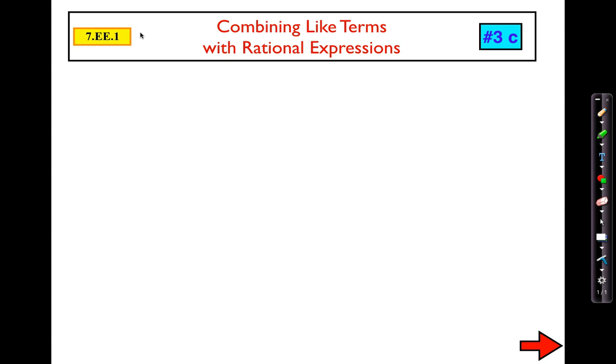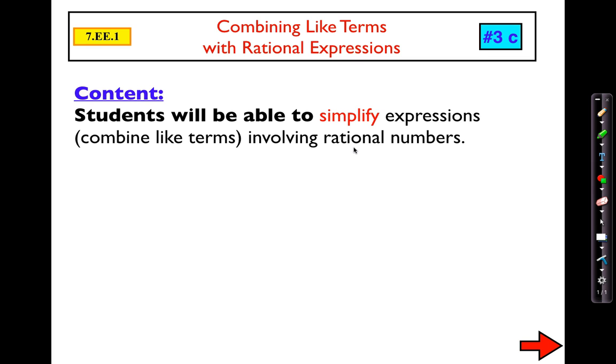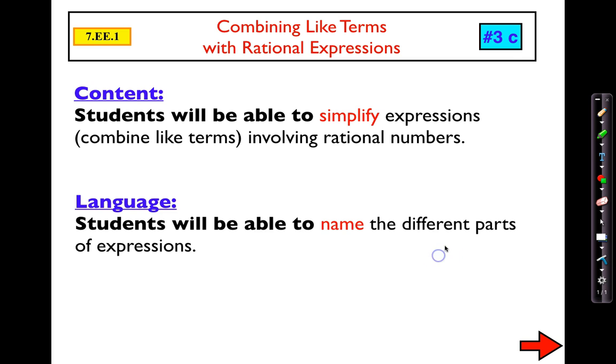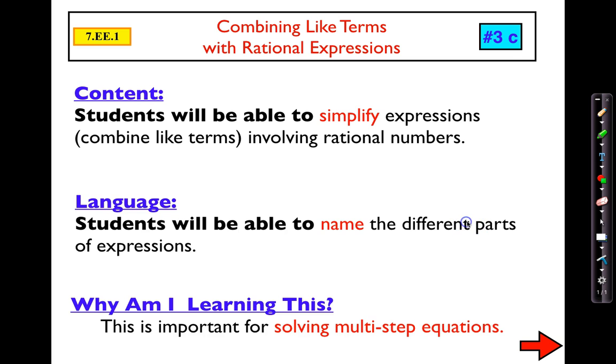Welcome back. Today we're going to be talking about combining like terms with rational expressions. Content objective is students will be able to simplify expressions, which is basically combining like terms involving rational numbers. If you're wondering what rational numbers are, those are going to include fractions as well as decimals. Language objective is students will be able to name the different parts of expressions.